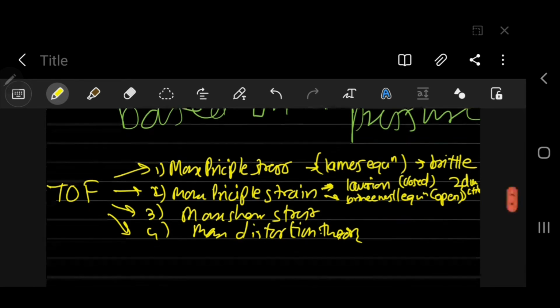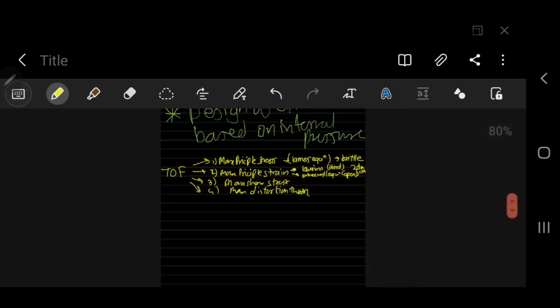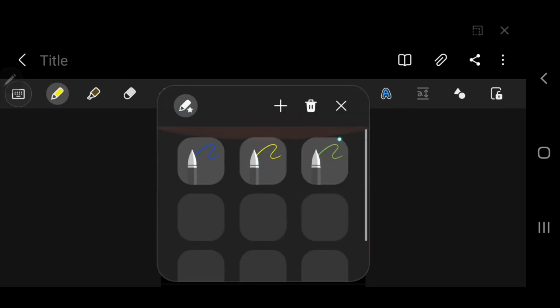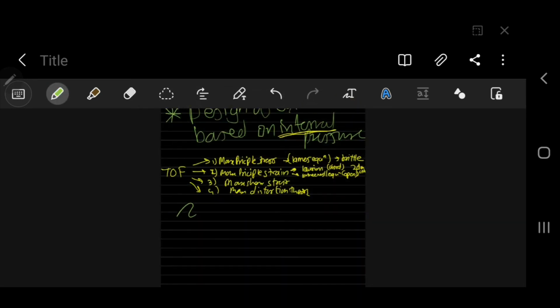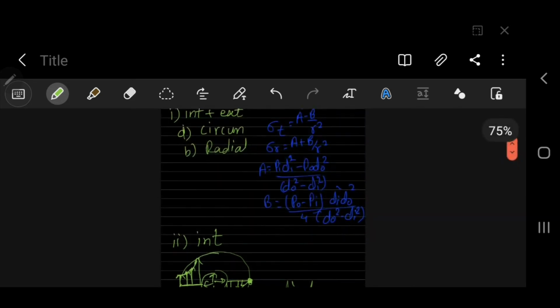Now we will study the thick cylinder which is subjected to external pressure. Here we have seen only internal pressure. So if we consider a thick cylinder subjected to external pressure, we will consider a thick cylinder. We have seen here a thin cylinder subjected to only internal pressure. Now we will see a thick cylinder which is subjected to external pressure.